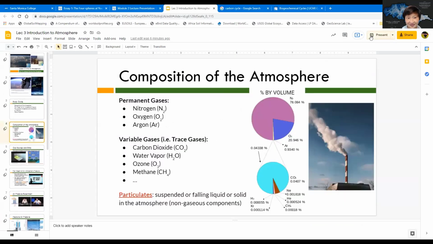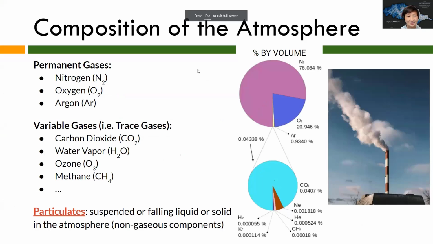All right, speaking of gas, we have 2 types of gases, permanent gas and variable gas. What is permanent? Their composition, the percentage, doesn't change that much from time to time, from place to place. For example, the most abundant top 3 gases in our atmosphere: nitrogen is the first one, with a percentage by volume of about 78%. The second one is oxygen, about 21%. And argon is a lazy gas, with a composition of about 0.93%.